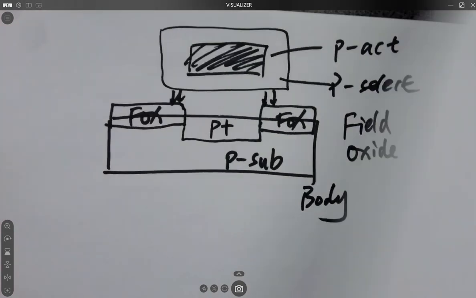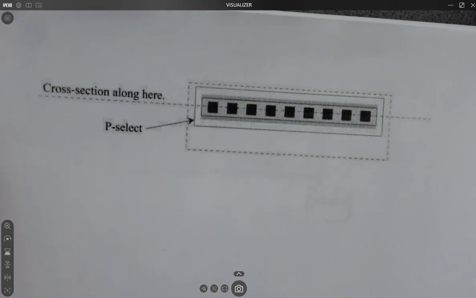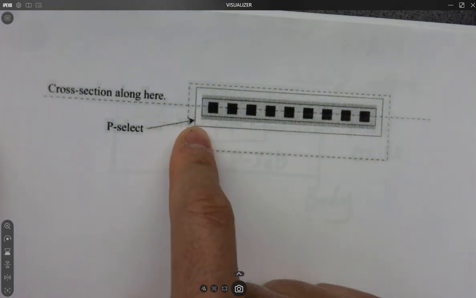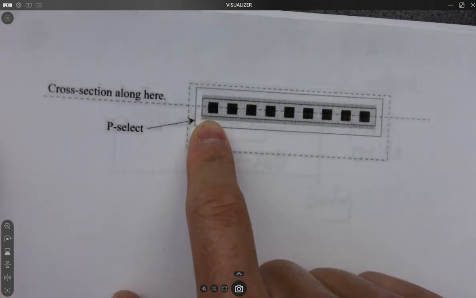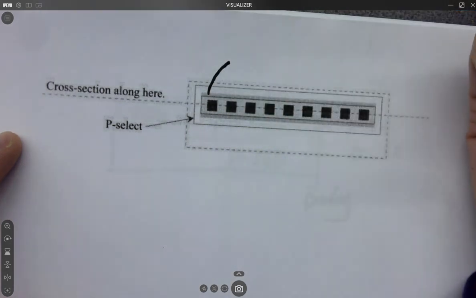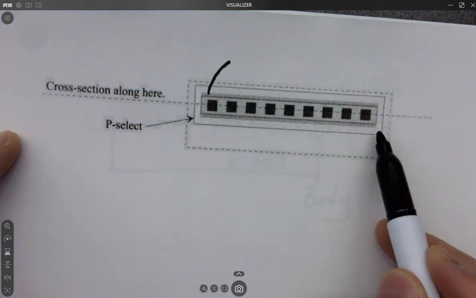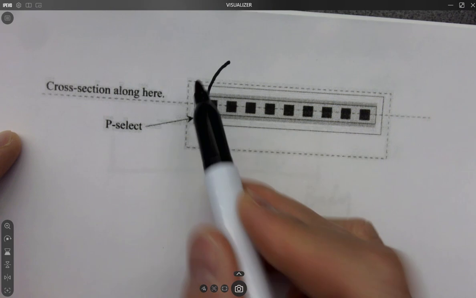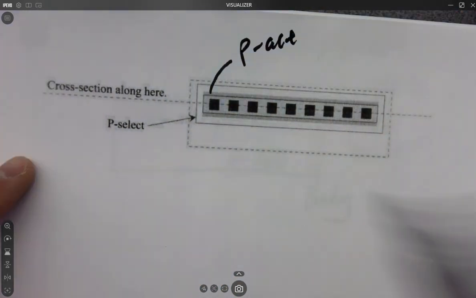Okay, let's move to the next. Come back to this figure. Look at it, and you see a P select, right? P select is definitely a bigger box. And you can see there is a shadow here. This one, right? What is it? The gray box here is P act, right? How do you know it's a P act, not N act? Because it's P select, right?